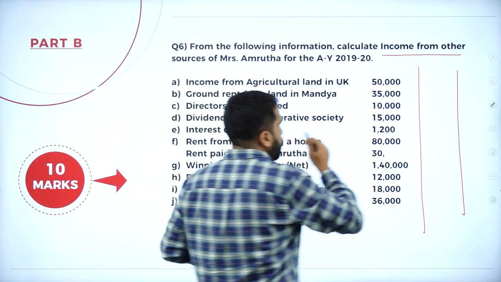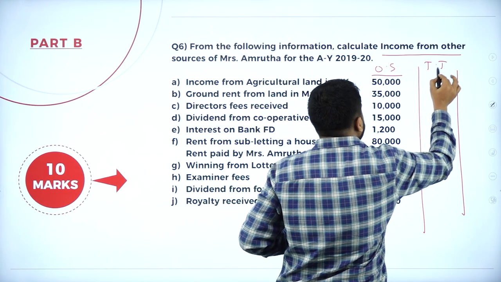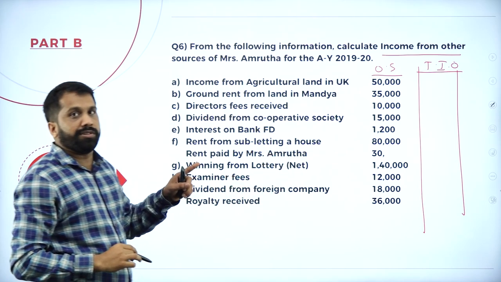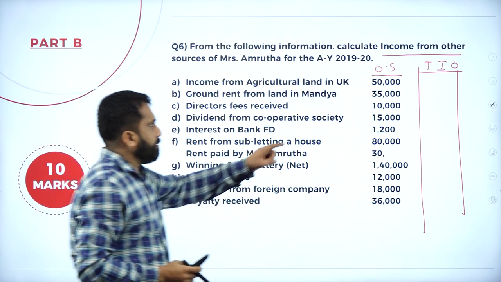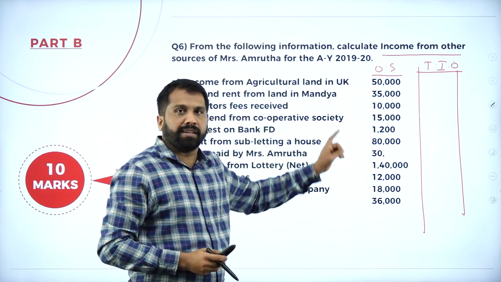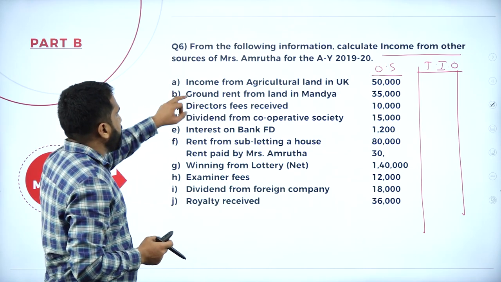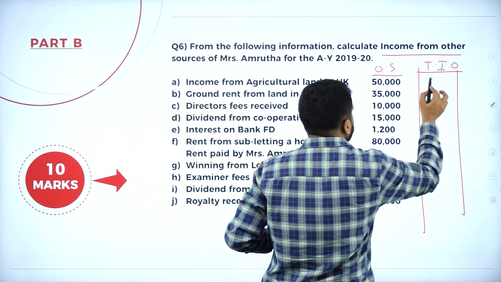One is income from other source. One more is taxable income from other source. Under income from other source, you can write everything. Under taxable income from other source, for example, income from agricultural land in UK, it will come.